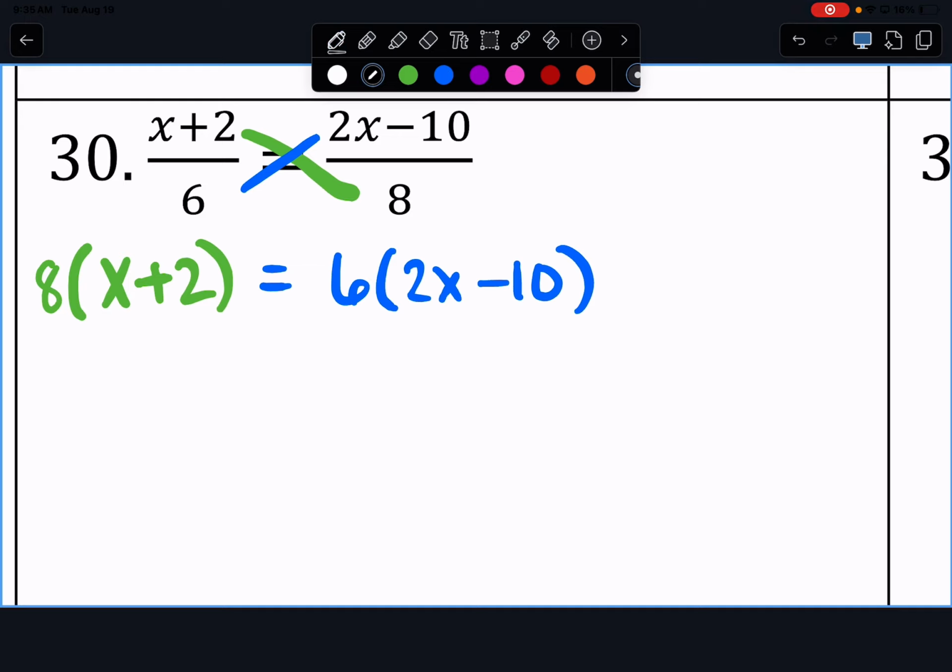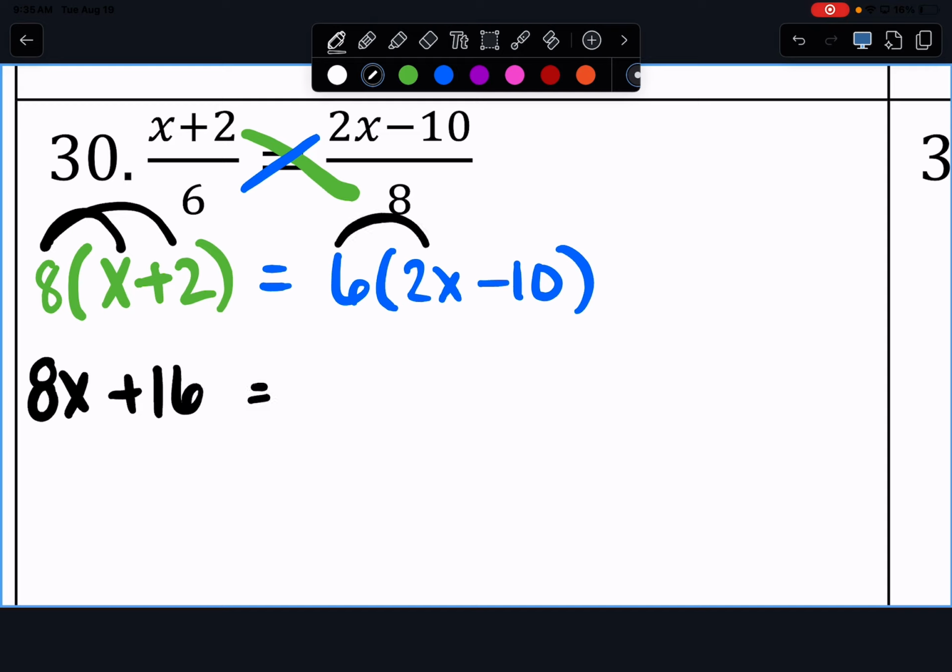And then we will distribute. So 8 times x is? 8 times 2 is? 6 times 2x is? 6 times negative 10 is? All right, from here, what should I do to solve? We can subtract 8x.